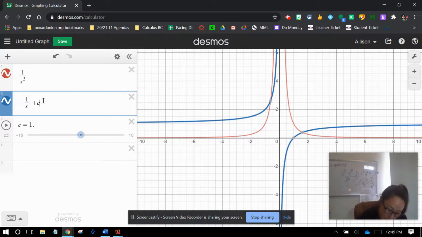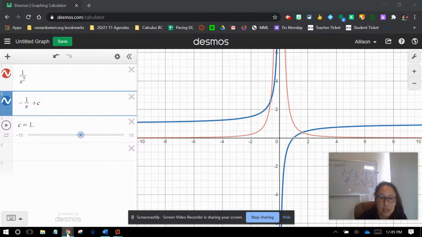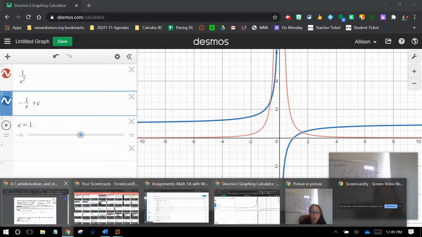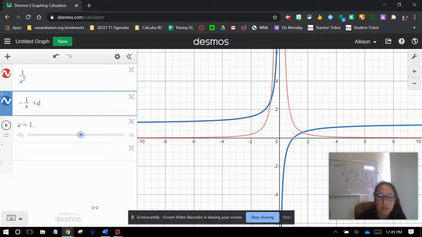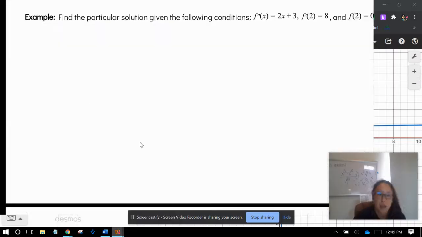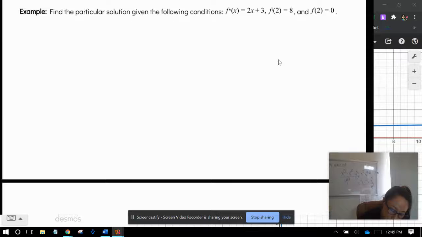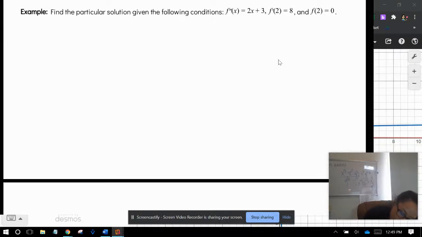Okay. All right, let's move on to the next example. Let's find my next example. Okay, so we're going to find the particular solution given the following conditions.